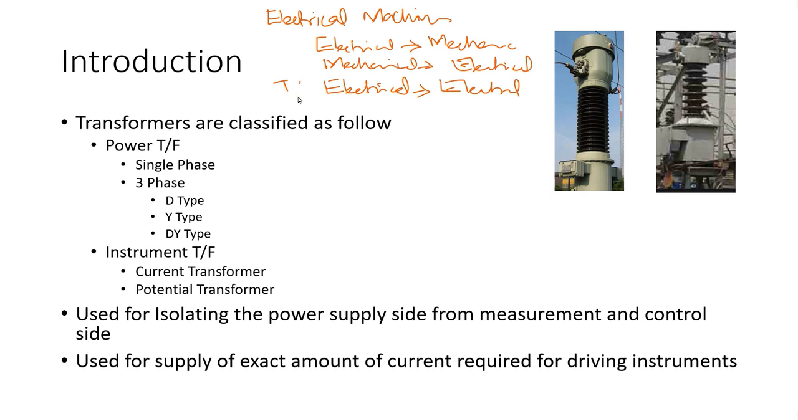So this one is our transformer. Mechanical to electrical can be our generators, and electrical to mechanical can be our motors. So these are three types of machines. So we are studying this type of machine.